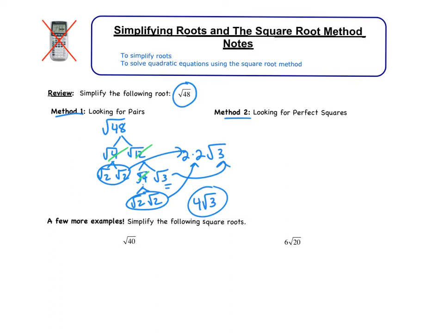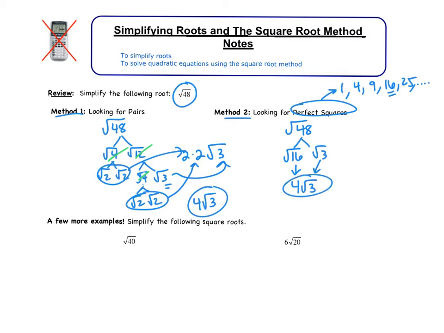Second method is using perfect squares. So again, if I look at 48, I need to know a perfect square that goes into 48. Perfect squares would be 1, that's 1 times 1, 2 times 2 is 4, 3 times 3 is 9, 16, 25, etc. We want to know a perfect square that goes into 48. Well, 4 goes in. It's not the biggest perfect square, though. 16 also goes in. So 48 is 16 times 3. Well, the square root of 16 I know is 4, and root 3 comes down. You'll notice you should get the same answer.